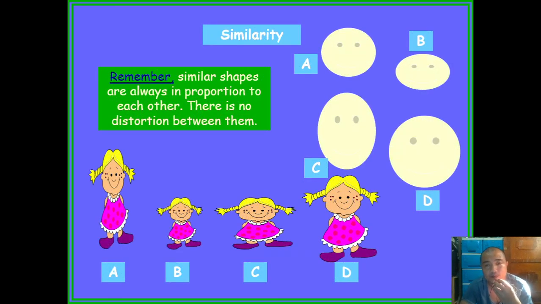So, similarity. Remember, similar shapes are always in proportion to each other. There is no distortion between them. In the dolls here, B and D are similar because A and C are distorted, A vertically, C horizontally. So B and D are similar. Here, what are the two similar smileys? A and D. C and B are distorted. Those are similar shapes.